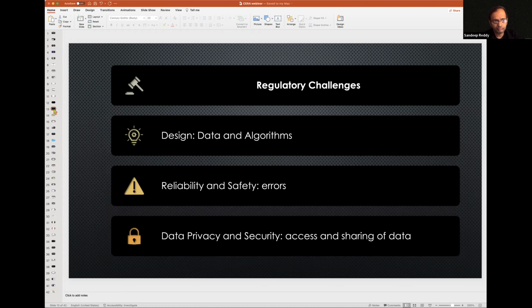The next one often gets ignored, but is pretty important: the regulatory process, in which various regulatory bodies, whether it's the Food and Drug Administration in the United States or the Therapeutic Goods Administration here in Australia, regulate medical devices.